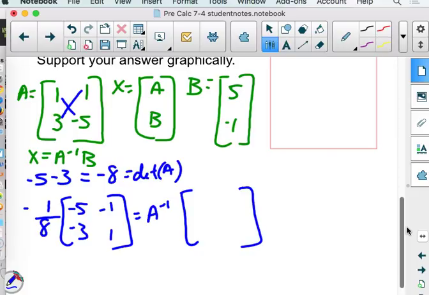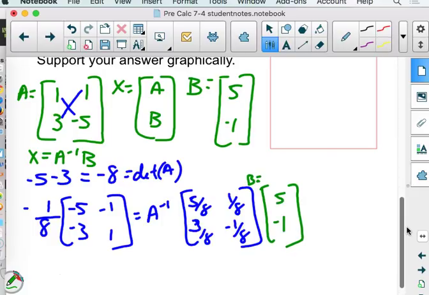So negative and a negative, 1/8 times 5 will be 5/8. -1/8 times 1 will be 1/8. -1/8 times -3 will be 3/8. And -1/8 times 1 will be -1/8. So at least we didn't end up with a whole lot of negatives in our inverse. It's always easier to work with positives. Now there's A inverse. We need to multiply that by B, which is 5 and -1.